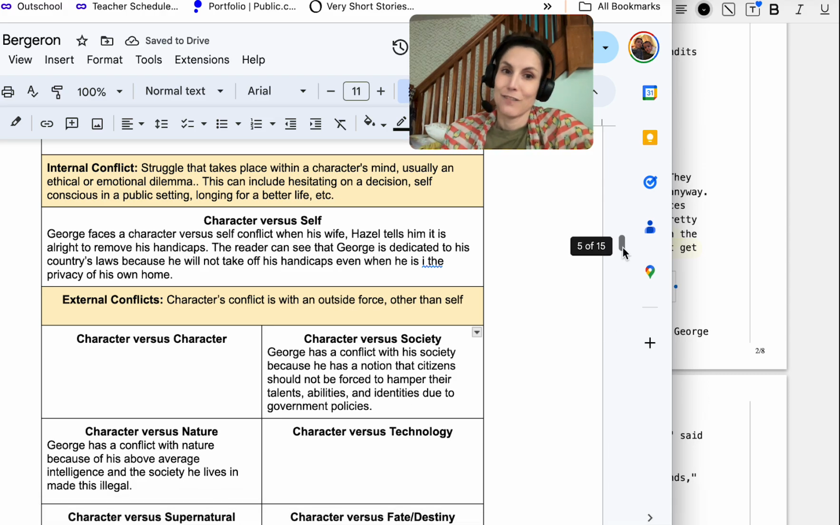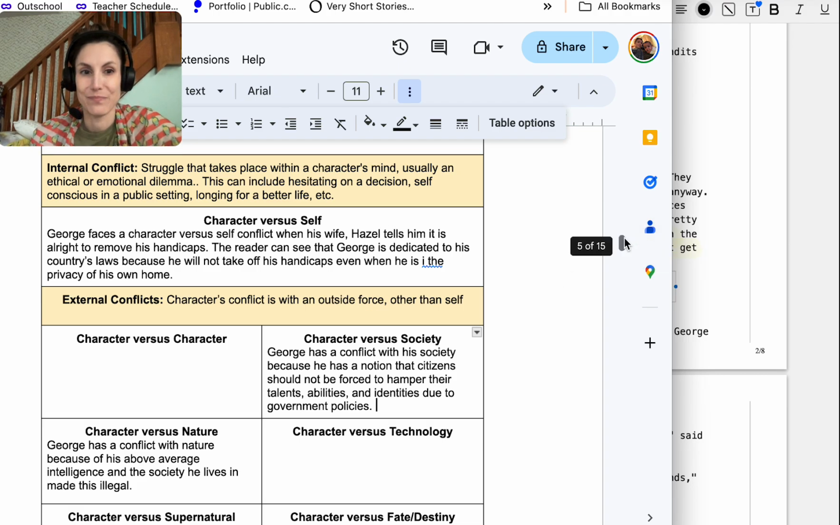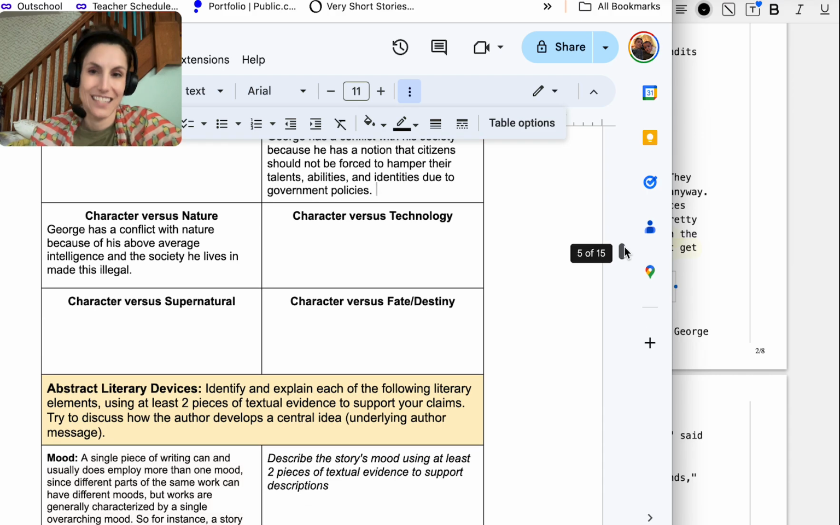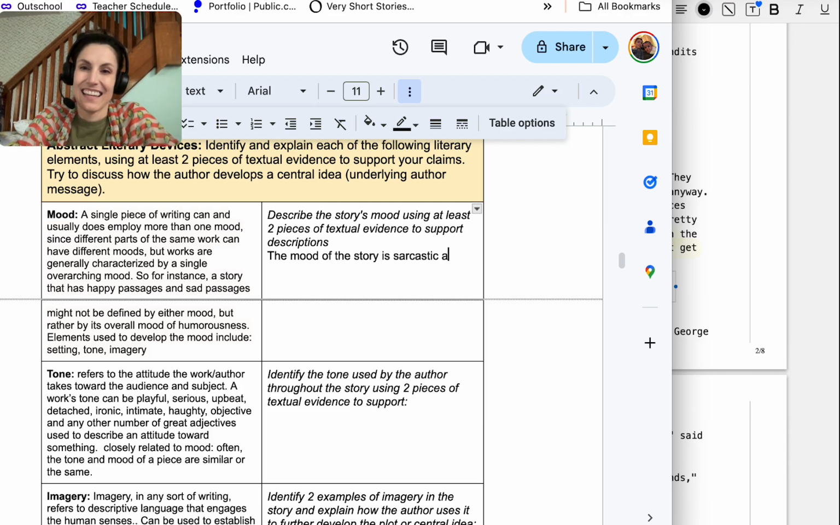And then our character versus technology, we can say that's Harrison, and we can also say George because the handicaps that the government's putting on are considered technologies. And then the mood of this story, we could say the mood of the story is sarcastic and shocking in order to get readers to think about laws surrounding equality. That would be his point.